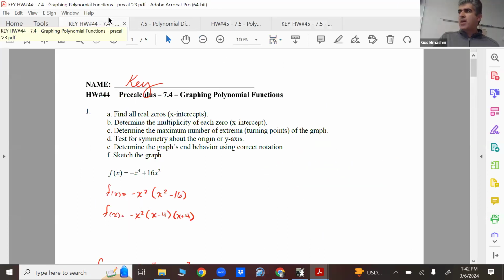All right, okay, guys, we're getting started. So here's the homework, 7.4 homework. It's just 5 problems, and it's pretty consistent. Find the real zeros and their multiplicities. Give the maximum number of turns, which is just the degree minus 1. Test for symmetry, I don't care. Determine the graph's end behavior using limit notation: as x approaches negative infinity, what does f of x do, and as x approaches positive infinity, what does f of x do?